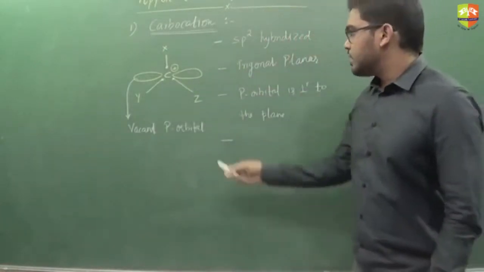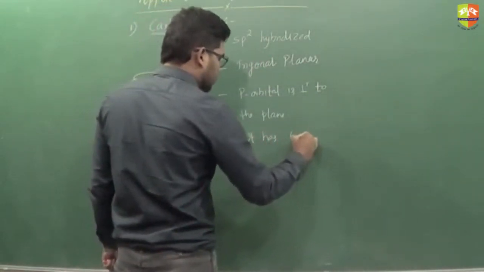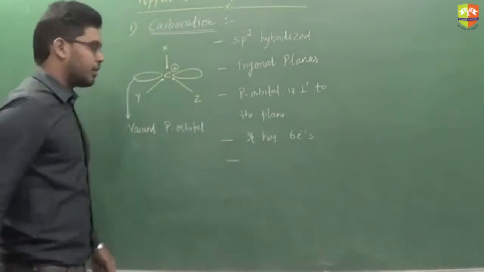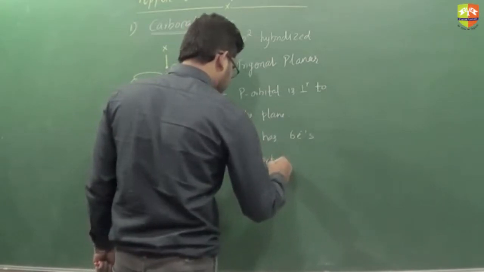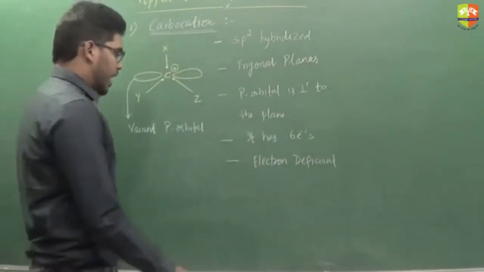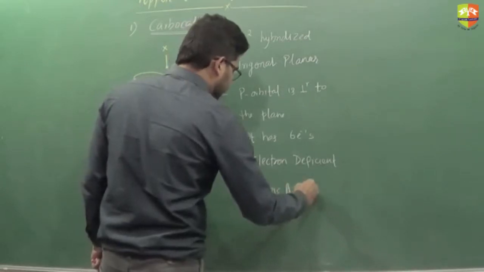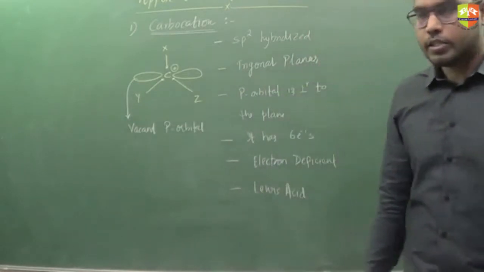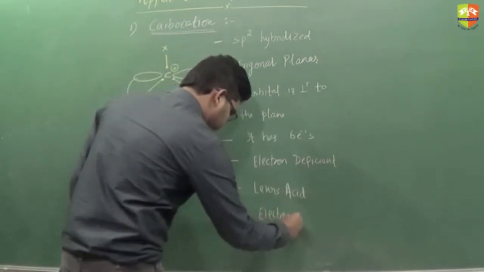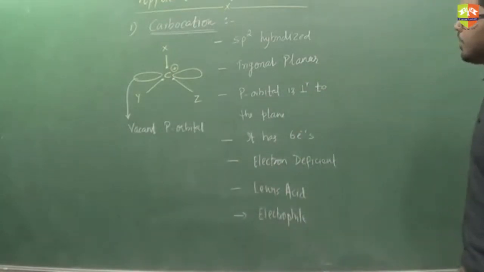Okay, next thing is what? Since it has only 3 bonds, the total number of electrons is 6 electrons. So it has an incomplete octet, so it is electron deficient also, and may act as an electron pair acceptor, which is a Lewis acid, or may also behave as an electrophile. Okay, these are the properties of carbocation here.